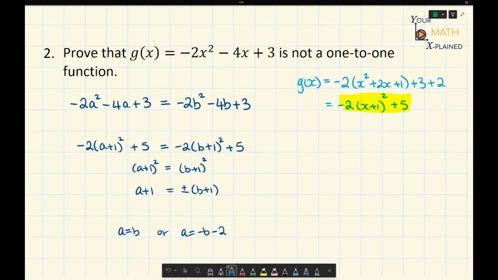So since x is equal to negative 1 is our axis of symmetry, we just need to choose a domain of either x is less than or equal to negative 1, or x is greater than or equal to negative 1 to remove the symmetry. Each one of those cases will give us half of the parabola, and that is going to give us a function that is one-to-one, resulting in an inverse function.